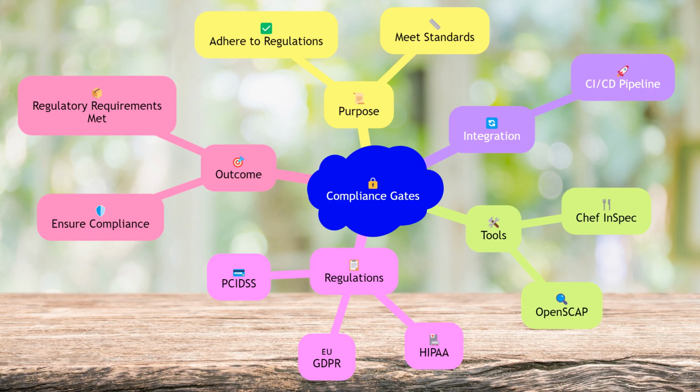Compliance gates ensure that the software adheres to industry regulations and standards such as GDPR, HIPAA, and PCI DSS. These gates can be implemented using tools like Chef InSpec or OpenSCAP, which automate the process of checking for compliance. By integrating these tools into the CI/CD pipeline, organizations can ensure that their software meets all necessary regulatory requirements before it is released.